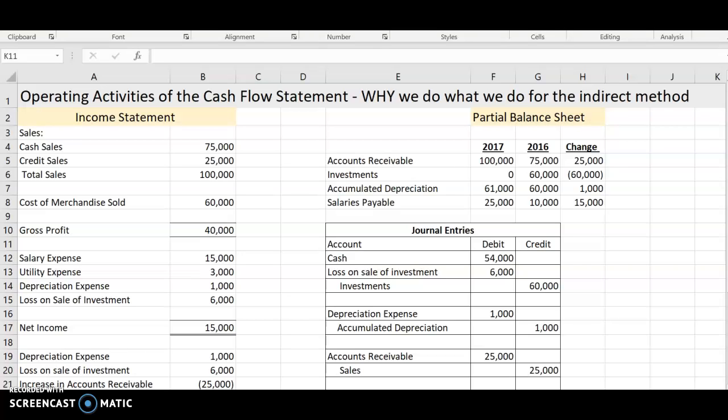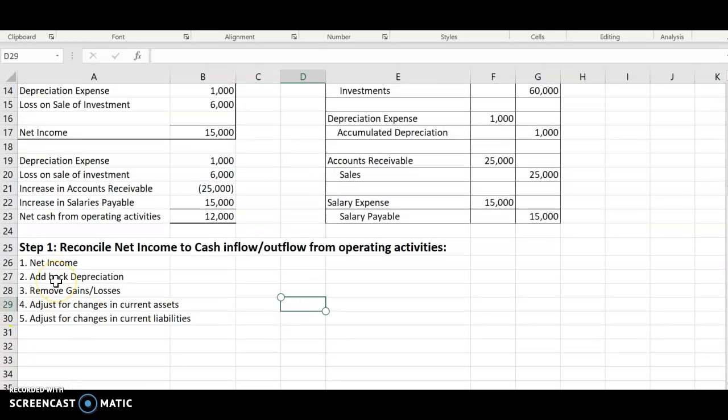I'm going to show you how to prepare a cash flow statement using the indirect method. The indirect method only affects the operating section of the cash flow statement, and it has us back into our cash flows from operating activities starting with net income. I'm going to use this sheet to explain why we do what we do and why it works. So the steps down here to do the operating section start with net income.